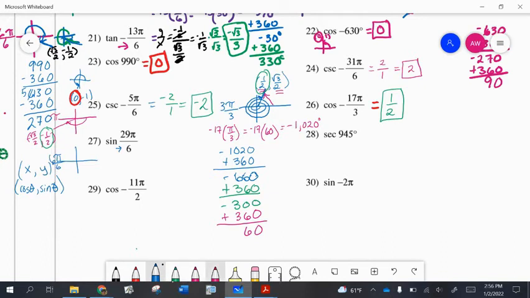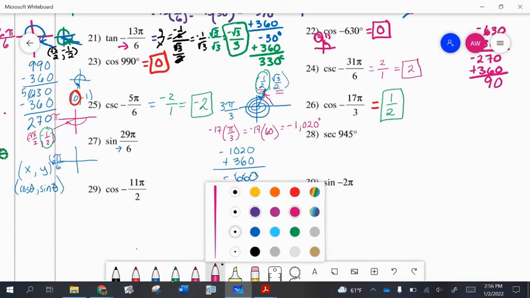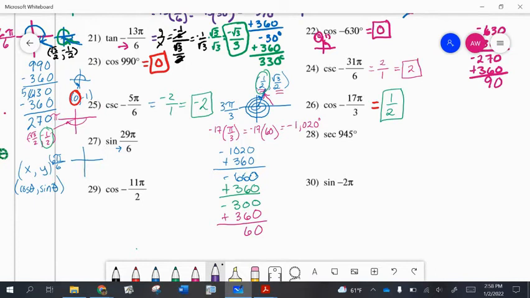So are we ready to count by 6s, by 6 pi over 6? Let's try. Okay, so we're going to go 6 pi over 6, 12 pi over 6, 18 pi over 6, 24 pi over 6. And we've got to go 5 more pi over 6 to make 29 pi over 6. So it's going to be coterminal with 5 pi over 6, and it's going to have the same trig values as 5 pi over 6.